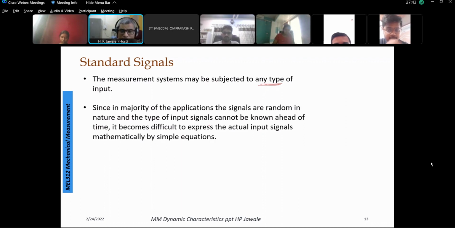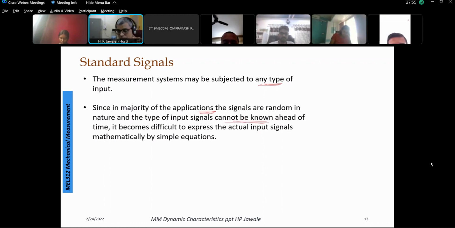Since the applications in the signals are random in nature, the type of the input signals cannot be known exactly. We cannot have any prior knowledge of how the input signal will be recognized. So it becomes difficult to express the actual input signal that is applied to the measurement system. Because of this, we are not very sure how the system is going to perform, and the dynamic characteristics of the system will be very difficult to know.